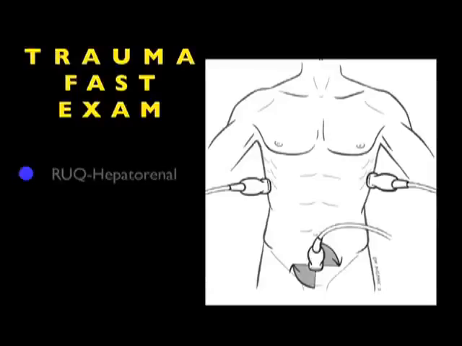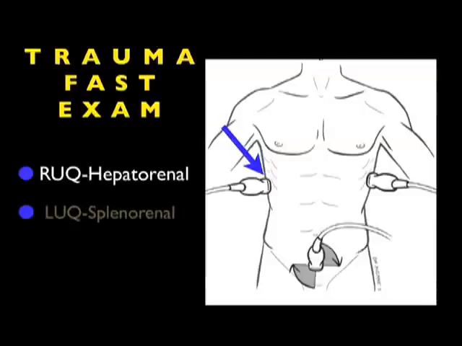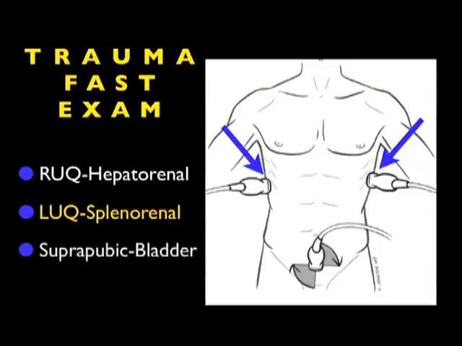In this module, we'll continue our journey looking at the views of the trauma FAST exam. Hopefully you've had a chance to join me prior for the views of the right upper quadrant. And in this module, we're going to look specifically at the left upper quadrant views of the trauma FAST exam, known traditionally by two terms, the splenorenal or the perisplenic views. In an upcoming module, we'll look specifically at the suprapubic view or bladder view of the trauma FAST exam.